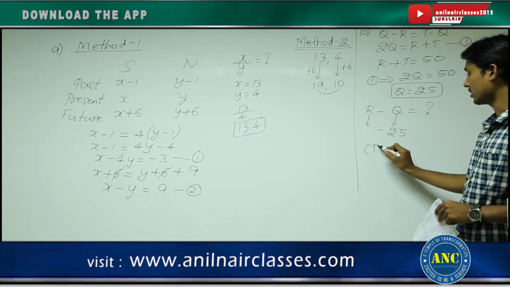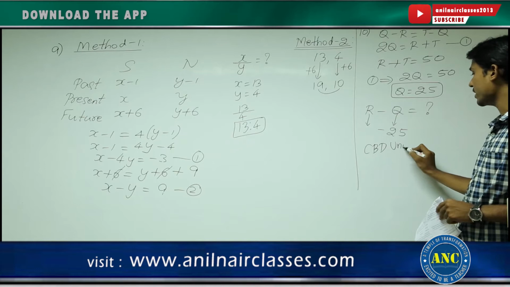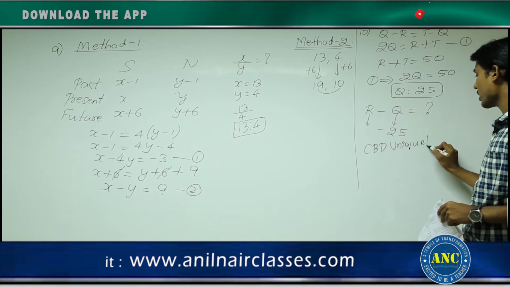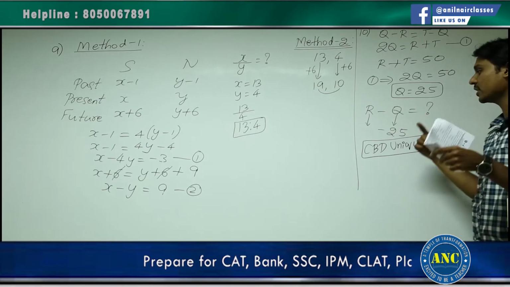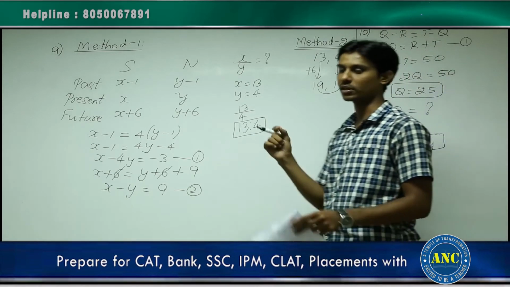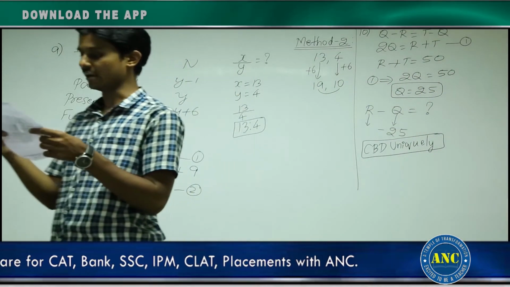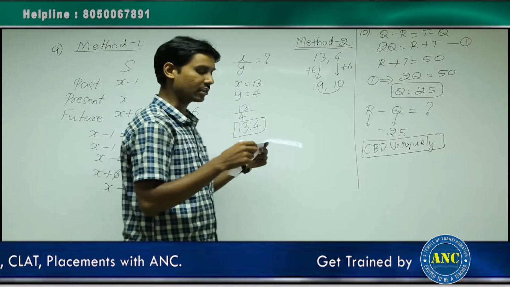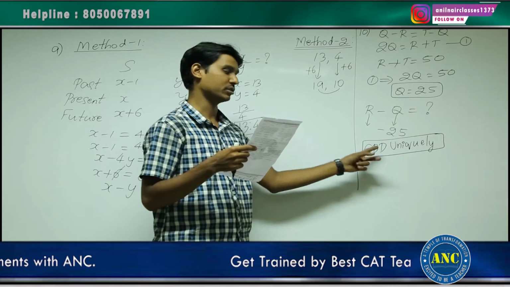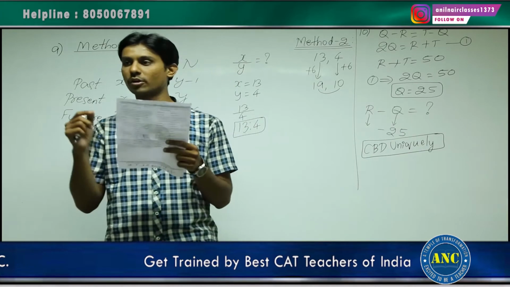The answer for this question is cannot be determined uniquely. That means you cannot uniquely tell that R minus Q is this much only. There are multiple answers for this question. The answer for this is cannot be determined uniquely, or in this particular option, data inadequate. You need sufficient data to answer this question. The data which is given is not sufficient.